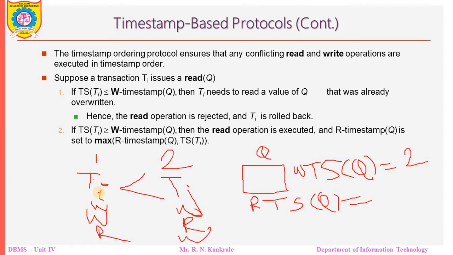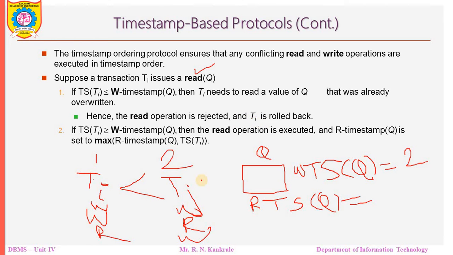Shall we allow Ti to read the value of Q? The condition is that the timestamp of Ti is less than that of Tj. Tj has assigned the value WTS of Q to Q, and it arrived first. Then Ti would need to read a value of Q that was already overwritten. Hence, the read operation is rejected and Ti is rolled back.